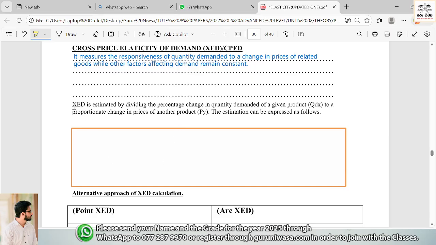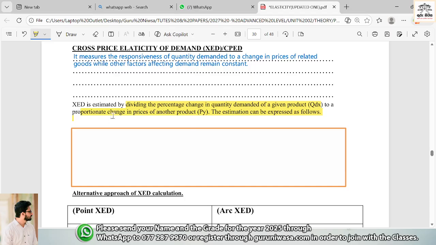Next point. XED is estimated by dividing the percentage change in quantity demanded for a given product, QDX, which means the change in quantity demand of product X, by the proportionate change, the percentage change, because we always take the percentage change to calculate elasticity, in the price of another product, PY. The estimation can be expressed as follows.